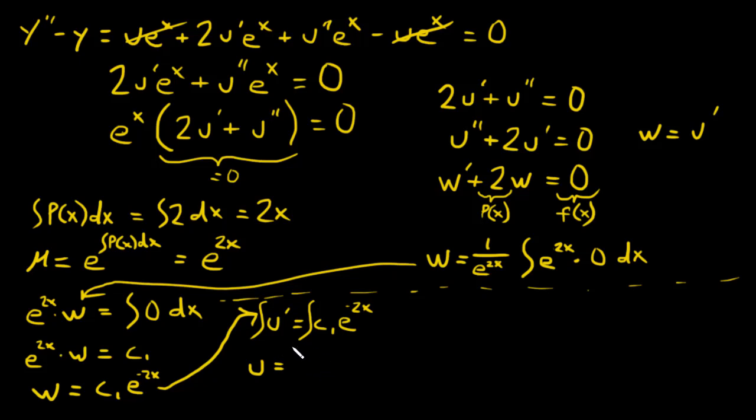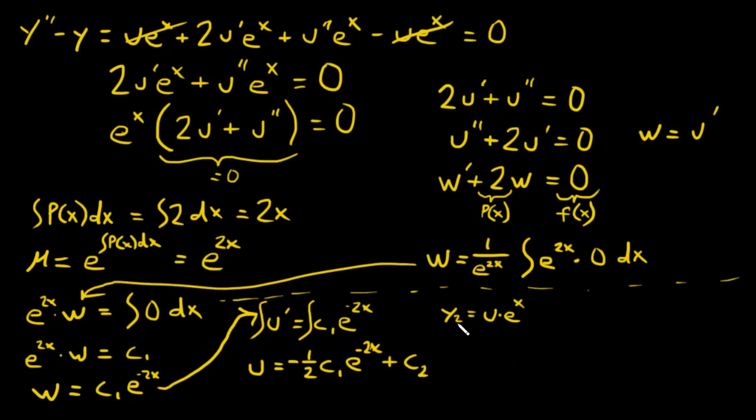So here we go. We now integrate u'. I get u. I'm going to integrate a constant times e to the negative 2x, which is going to be negative 1 half c1 e to the negative 2x plus some constant when I integrated. Now, y2 was equal to, do you remember? It was equal to u times e to the x.